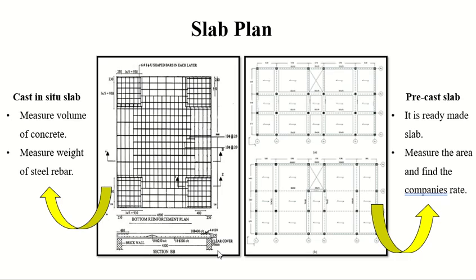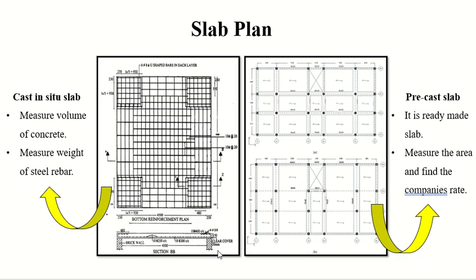Slabs can be cast in situ or they can be precast. Cast in situ normally is done for the bridges now, I believe. For the building projects now they bring precast. So cast in situ means that the concrete is prepared and poured on the site for the slab. Now we have ready mixed concrete. You have seen the mixers on the road. While they are moving, the concrete is mixed at the back. So they reach the site, they will pour the concrete. This is cast in situ.